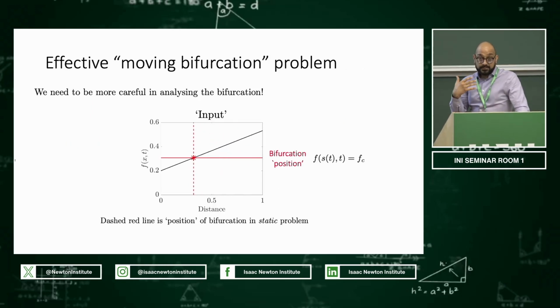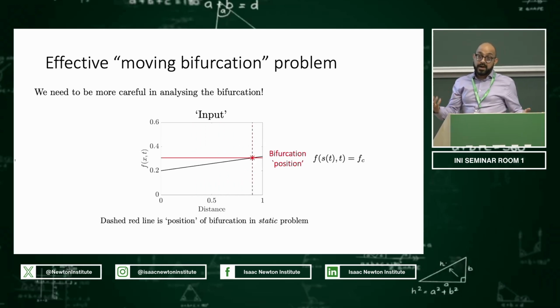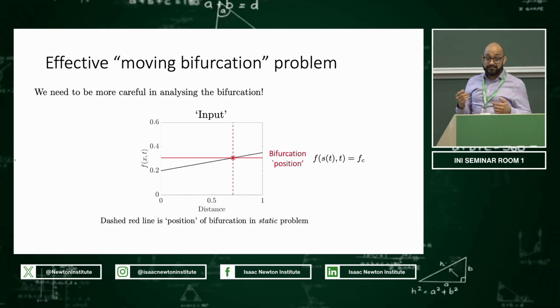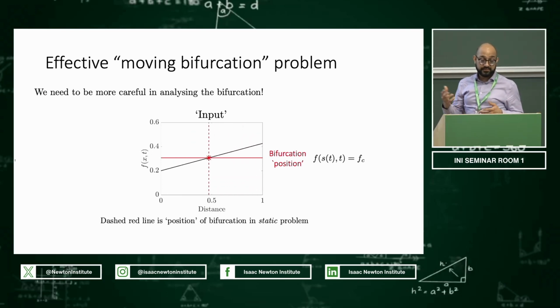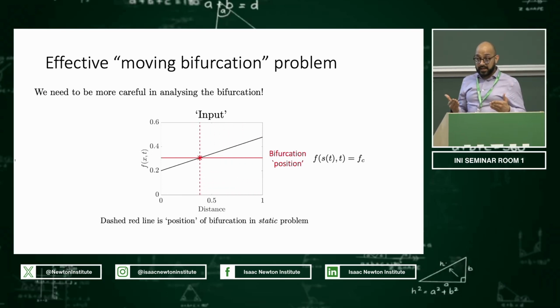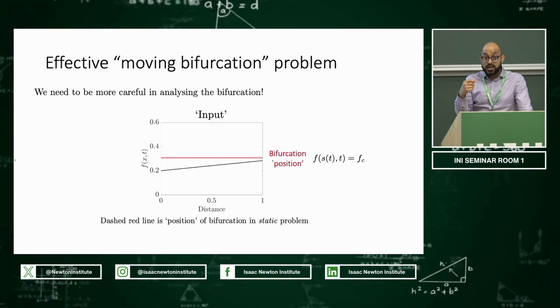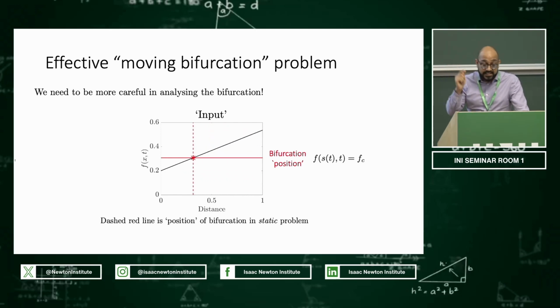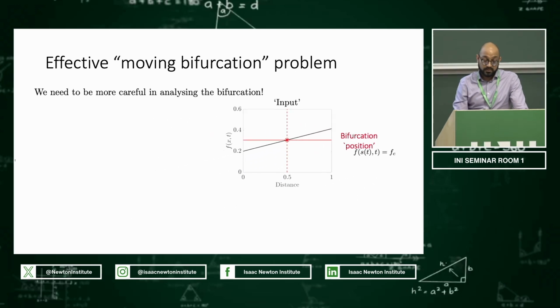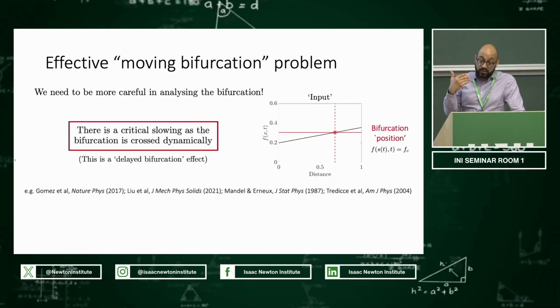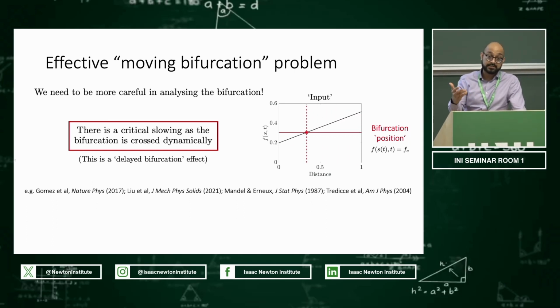In fact, to understand this sort of apparent robustness, we need to be more careful in how we evaluate the effect of the bifurcation, this phase transition. And the key thing is that the effective position of the bifurcation is moving around. So the system is essentially continually crossing the bifurcation dynamically. And it's this dynamic crossing of the bifurcation that is causing a critical slowing down effect over non-standard timescales.